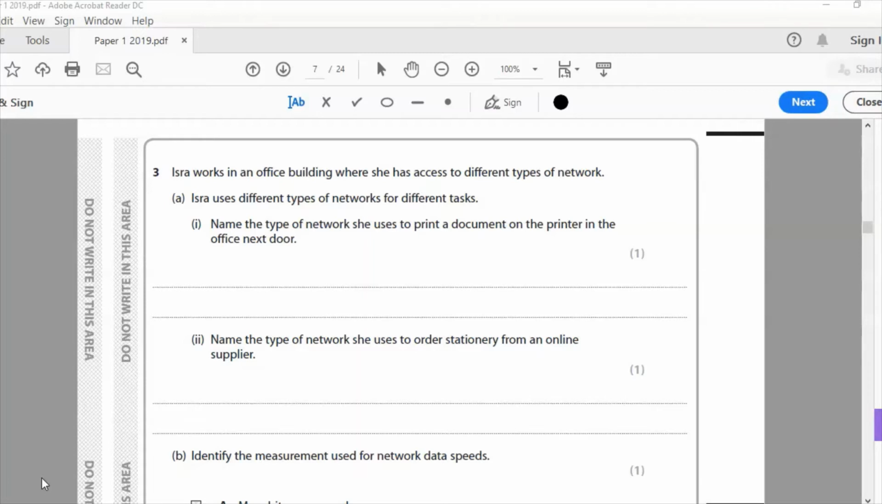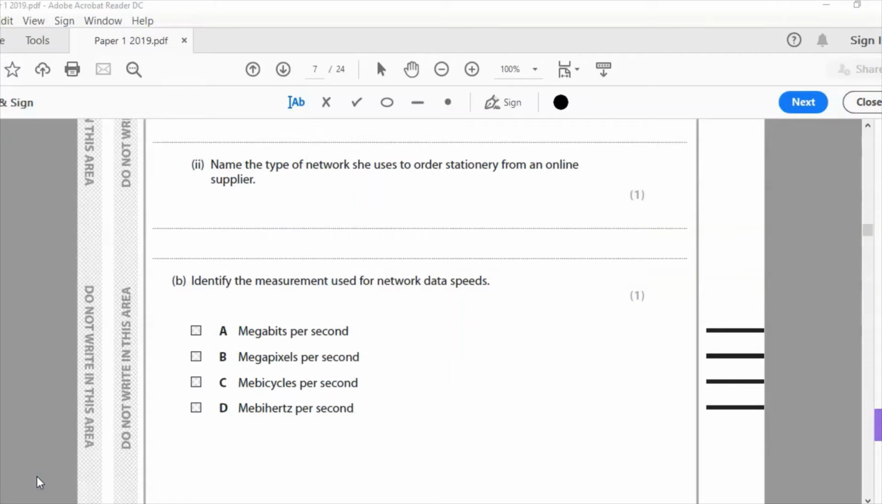Now, as you know, there are three types of networks we could choose for the answer for this question. We've got a personal area network, a PAN, we've got a local area network, a LAN, and we've got a wide area network, a WAN. The most appropriate type of network for this is a local area network. And that is because a local area network is suitable for the same building. She is next door to the print room, so we're just using a local area network, which you'll have in the building there.